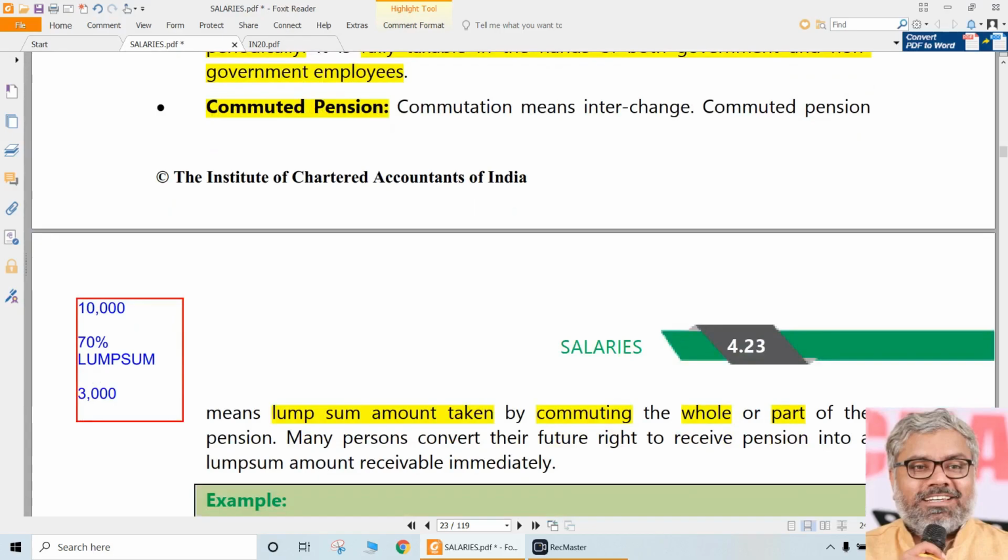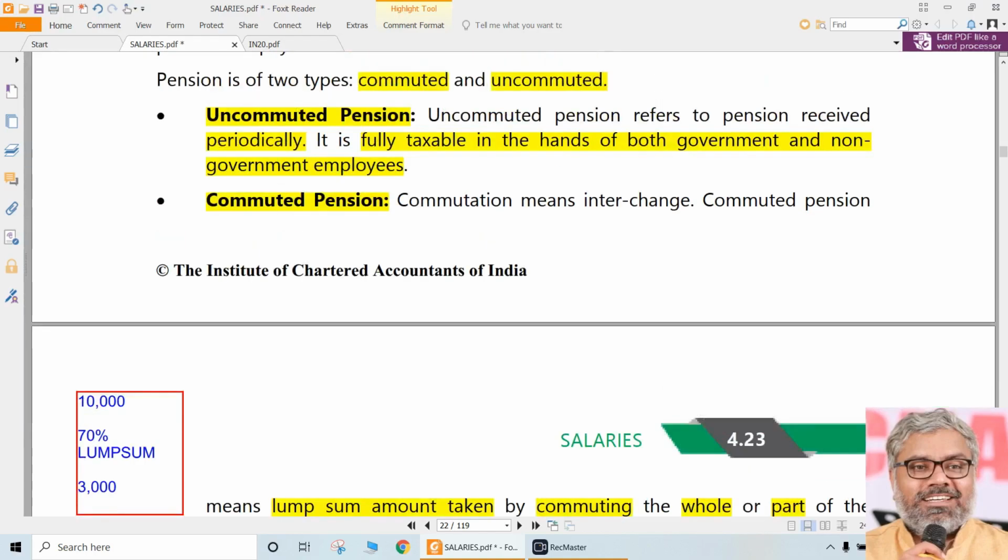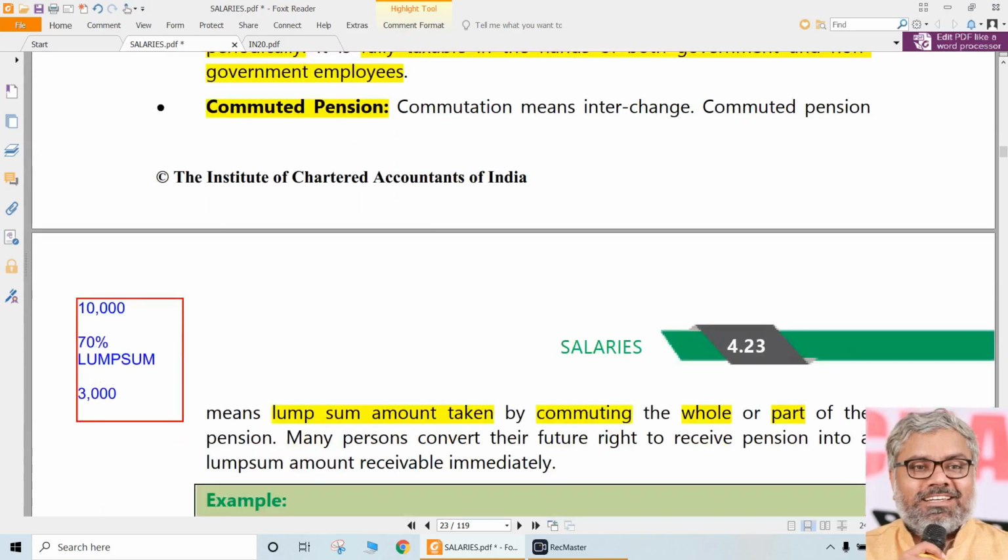But what we are discussing now is, what about this lump sum payment? Will that also be fully taxable? The answer is no. There is a bit of exemption that is given to such lump sum payment. How much is that? That is the main point related to pension that we are talking about now.